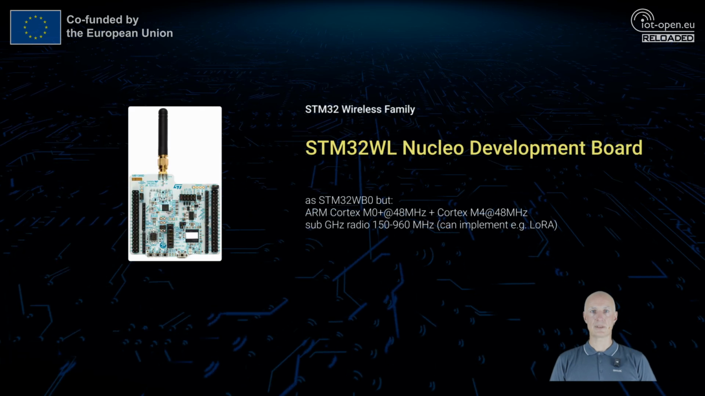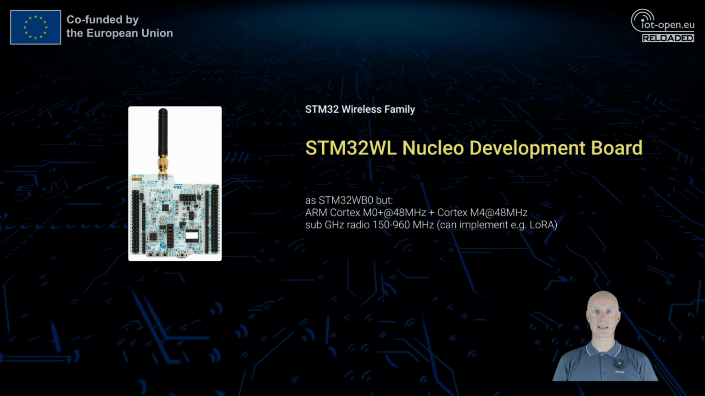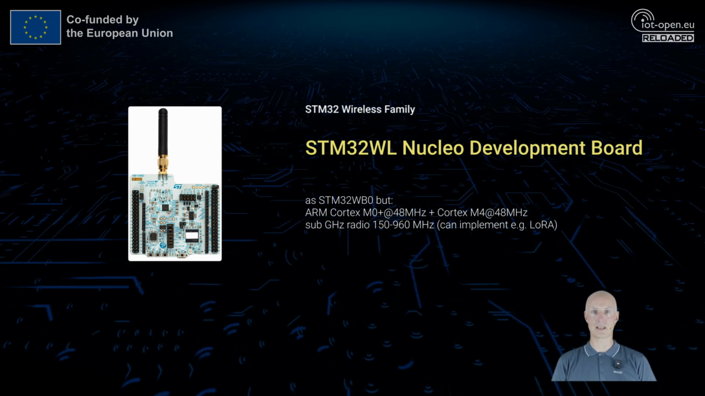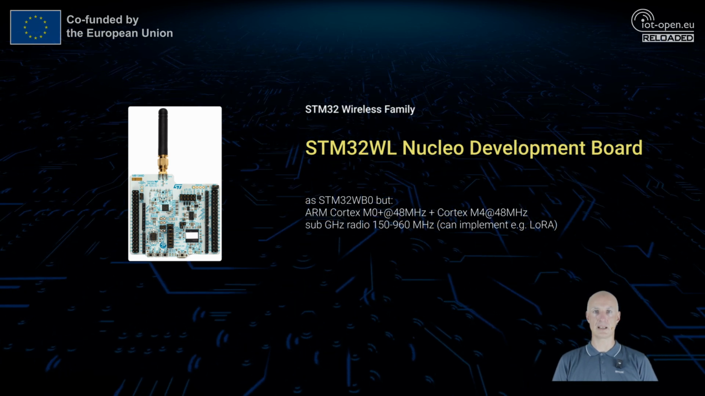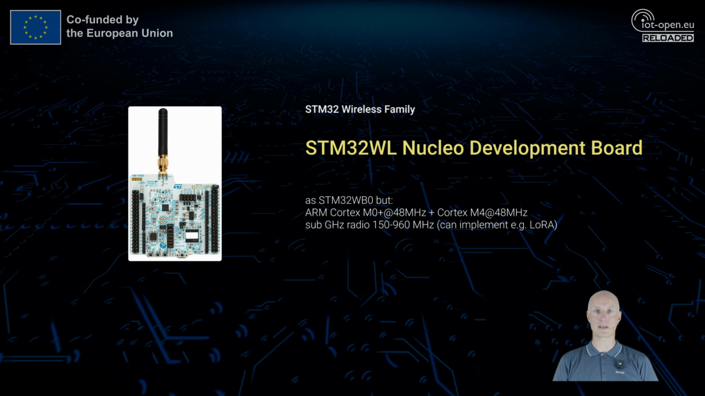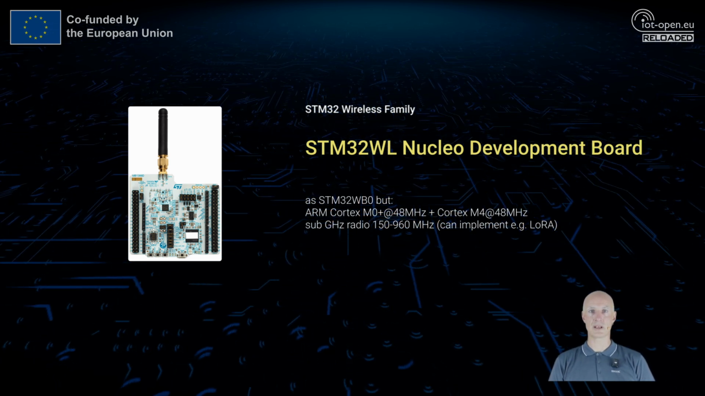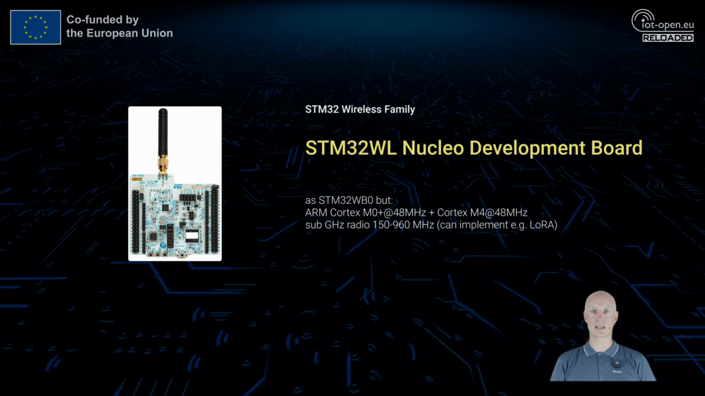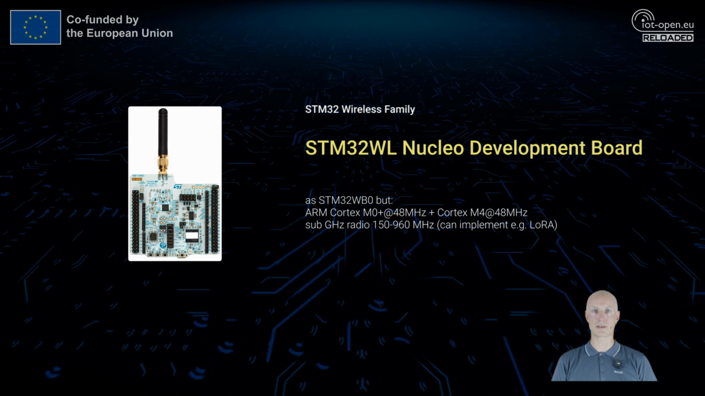The STM32 WL presents similar capabilities, but does have 2 ARM cores. The main Cortex-M4 running up to 48 MHz, and M0 Plus at 48 MHz that implements sub-GHz radio. It has a multimodulation radio for the frequency range between 150 and 960 MHz that can implement, for example, LoRa.